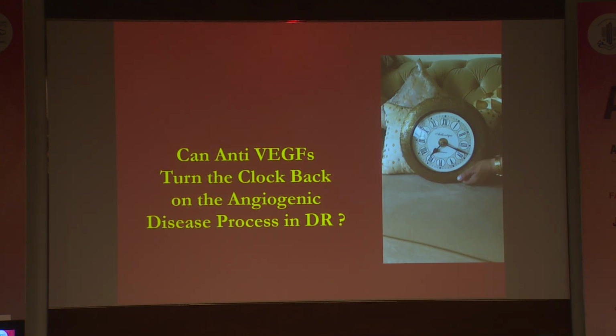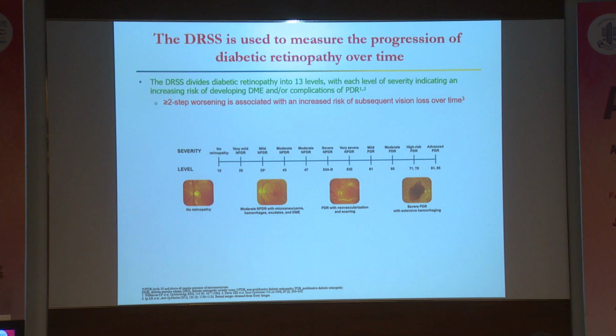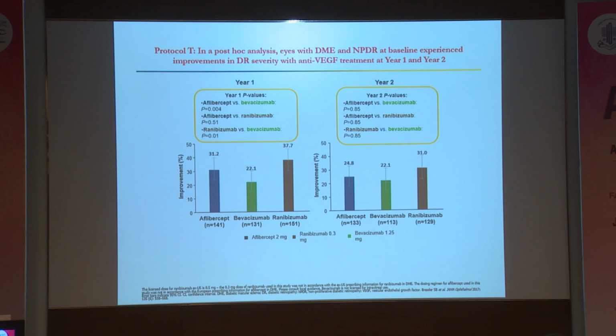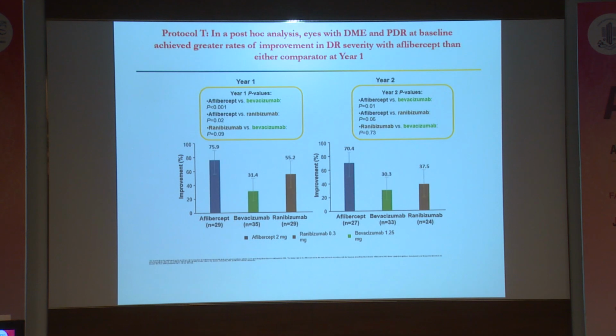But the real thing now, the mindset we need to change. Can we make the clock turn back on the angiogenic process in diabetic retinopathy? And this is what is seen over here. With anti-VEGF treatment, you can actually cause a regression of the diabetic retinopathy. So in patients who have DME with NPDR, ranibizumab and aflibercept were equally effective in causing regression, whereas in patients who had PDR with DME, aflibercept was much better than ranibizumab, but even ranibizumab caused a regression of the diabetic retinopathy process in 50% of patients.